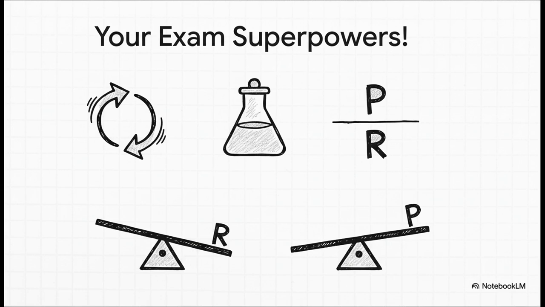So let's wrap this all up. Here are your 5 exam superpowers for this chapter. 1. Equilibrium is dynamic, not static. 2. It only happens in closed systems. 3. Kc is always products over reactants. 4. A big Kc means lots of products. And 5. A small Kc means mostly reactants. If you remember these 5 points, you are all set for this chapter.